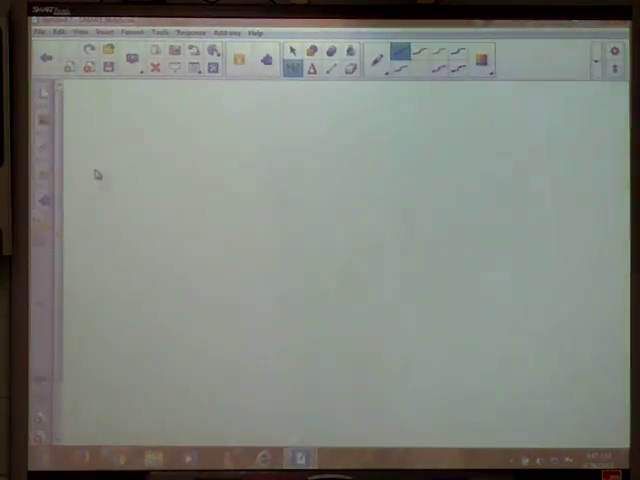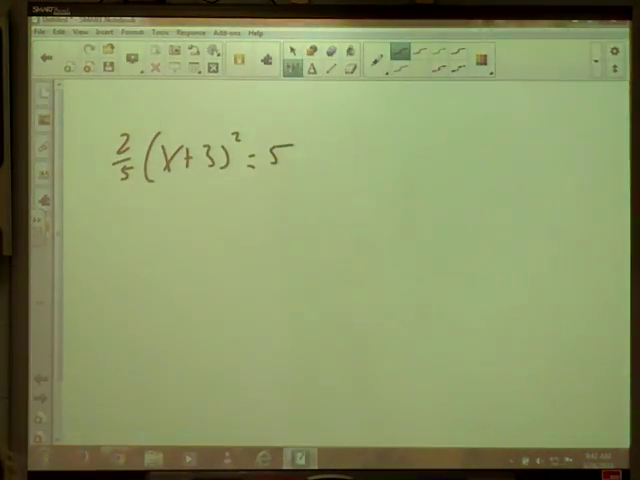I got 2/5 times x plus 3 squared equals 5. All right. There are lots of things you could do on this. If you wanted to start simplifying, that x plus 3 squared means you would write it twice: x plus 3 times x plus 3, and then multiply those together. I would do it by using FOIL. Then there's a 2/5 out in front, so you would distribute the 2/5 to it. So you could start doing all of that to get it in standard form. You could.